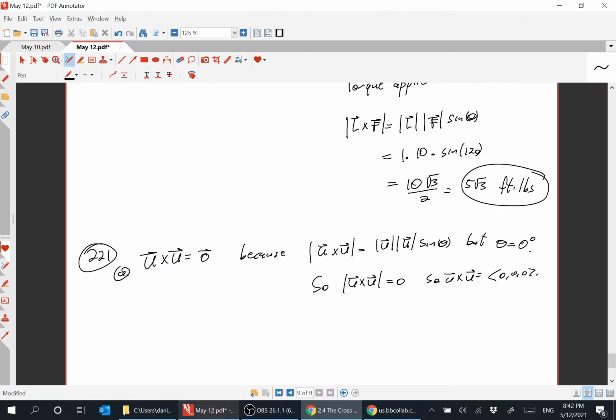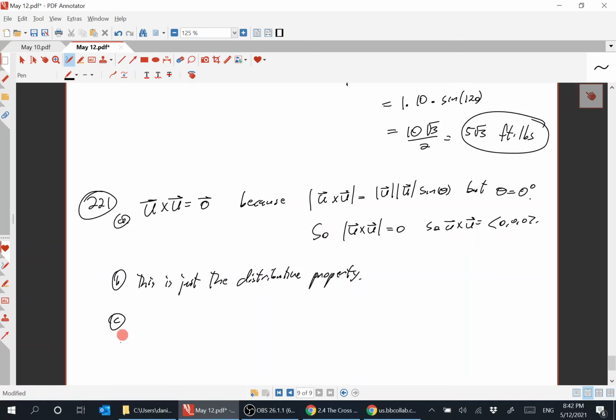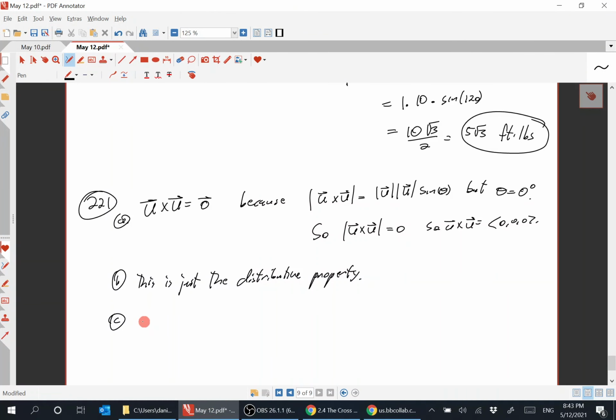Part B, this is the distributive property. You could actually go about proving it using determinants, but that's going to be a really long push of symbols, symbolic pushing. This one is another of the properties given. I don't know what you call that one. So this was another given property of cross products.